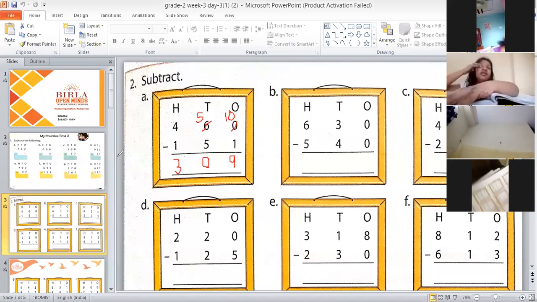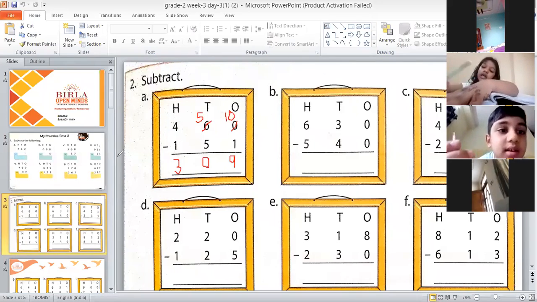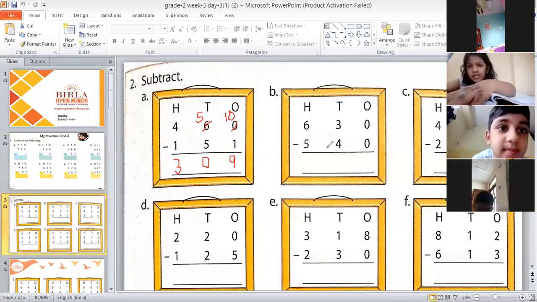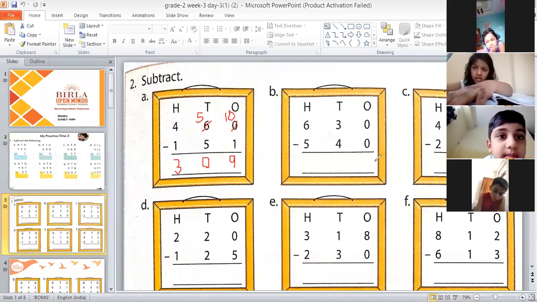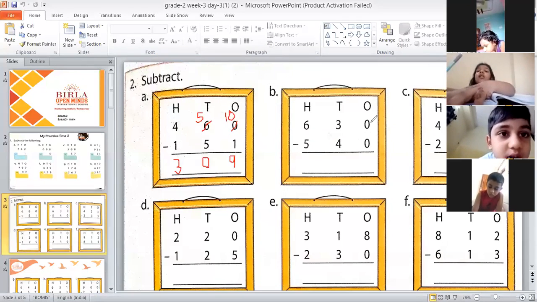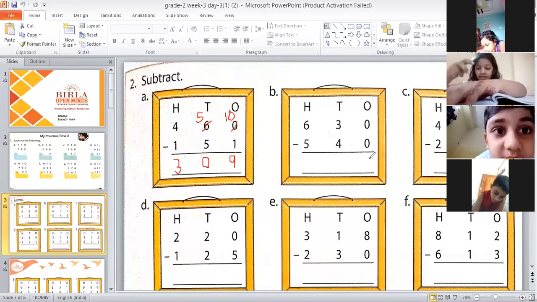RN, unmute yourself and read question number B. First read the question. 630 minus 540. Okay, that's correct. Now in ones place, what do we have? 0. Okay. So 0 minus 0 is? 0. Very good. So we will write here 0.